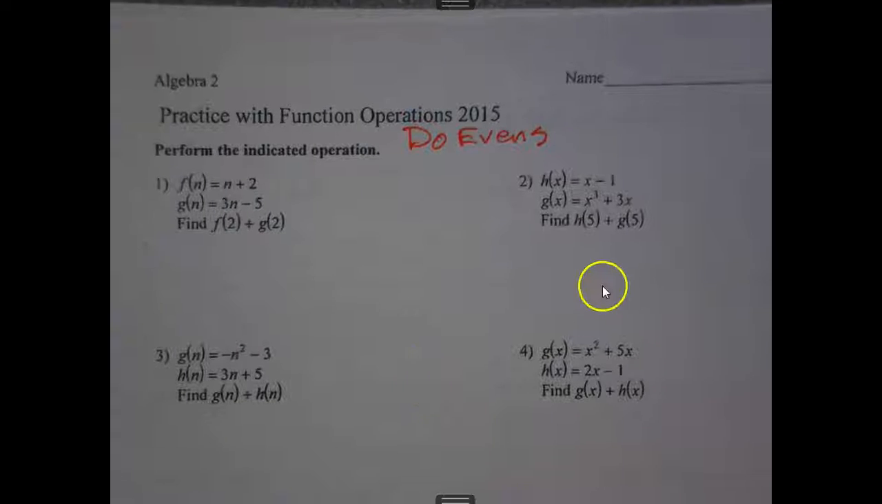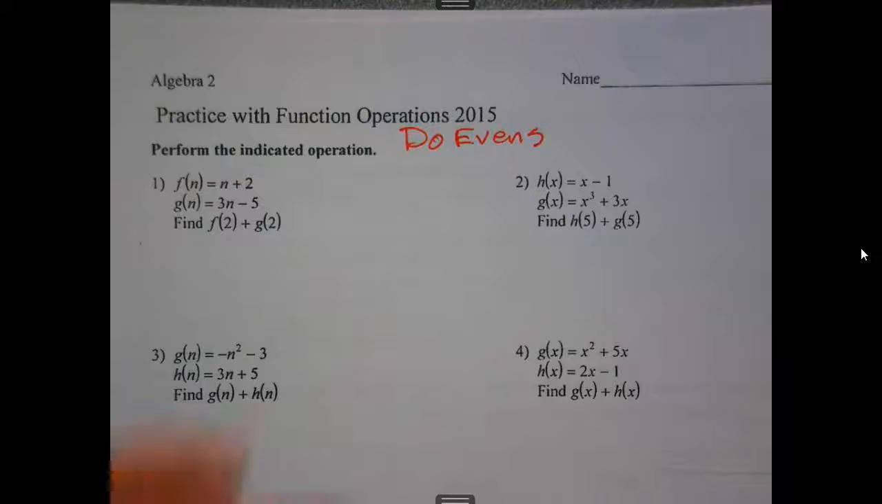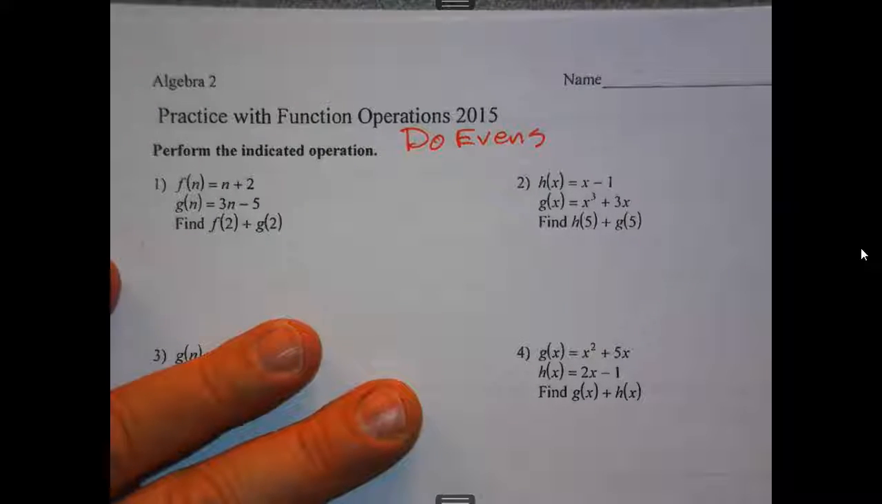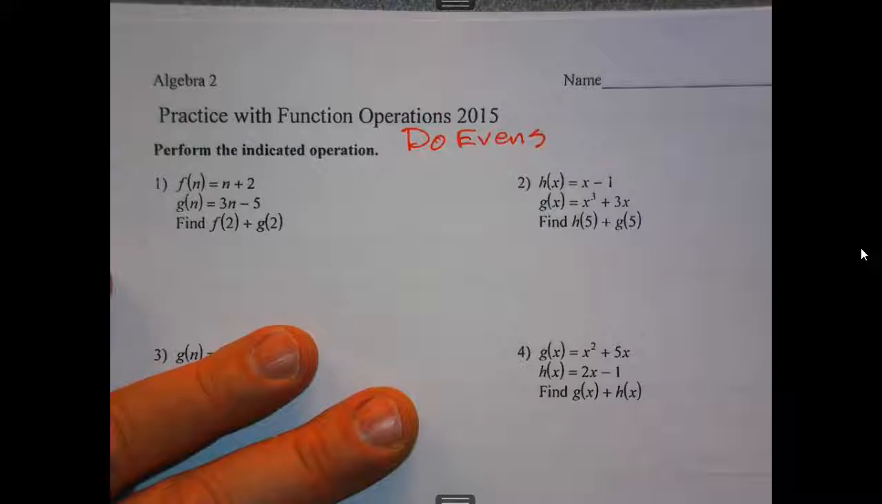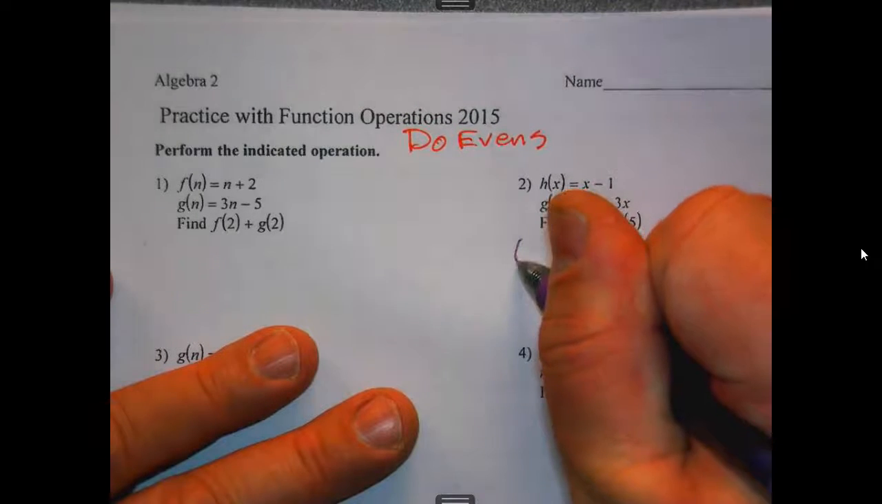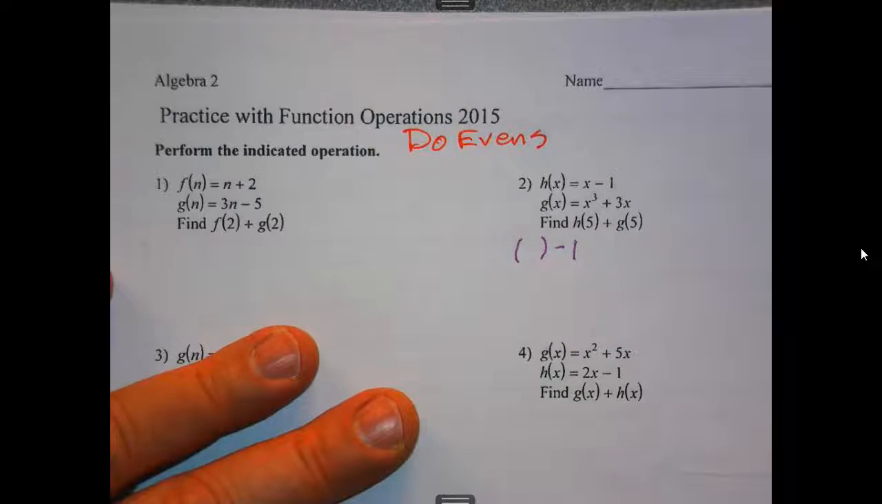Functions and their operations practice work, evens. So number 2, let's see. We're going to add the h of 5 wherever I see an x. Well, here's my h function: x minus 1. Wherever I see an x, I put in 5.